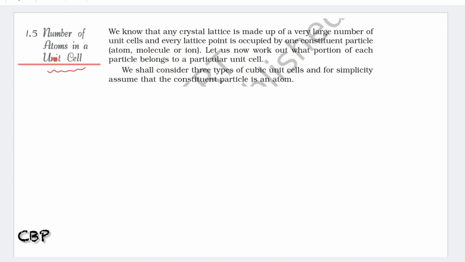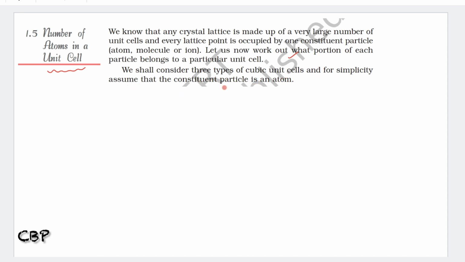Now we have to calculate how many atoms are present in a unit cell. We know that any crystal lattice is made up of a very large number of unit cells, and every lattice point is occupied by one constituent particle, that is, atoms, molecules or ions. Let us now work out what portion of each particle belongs to a particular unit cell. We shall consider three types of cubic unit cells for simplicity.